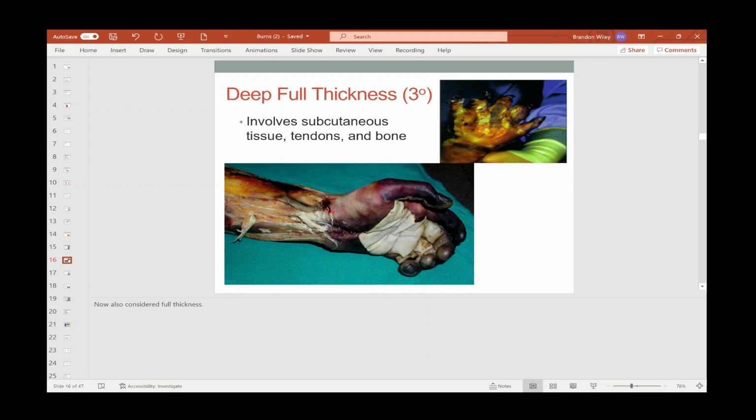You can see the little hand up here has no fingers. And you can see the hand here. They might be able to say that. This to me looks like an electrical burn. Like they grabbed something and it went straight up his arm. That's what it looks like to me. So subcutaneous tissue, tendons, and bones.